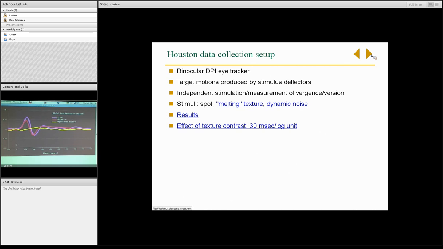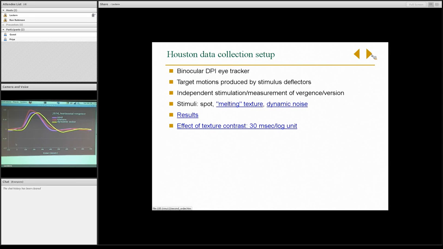And this is for horizontal version. So this is right and left eye doing the same thing, left to right. And again, as we expect, the dynamic noise doesn't really do anything. And this is the same for vertical. As we saw before, the vertical motions don't have this negative overshoot on the response, but similar latencies, a little over 100 milliseconds, and no response to the dynamic noise.